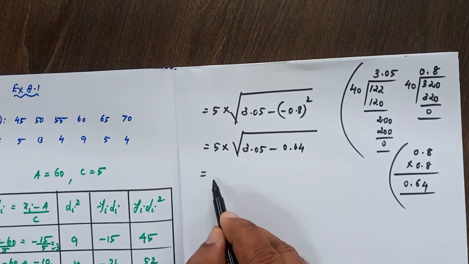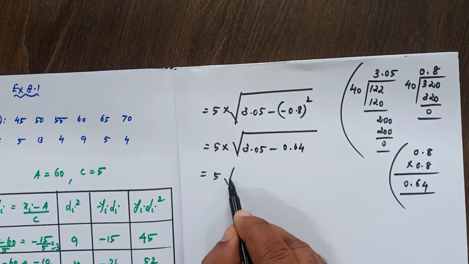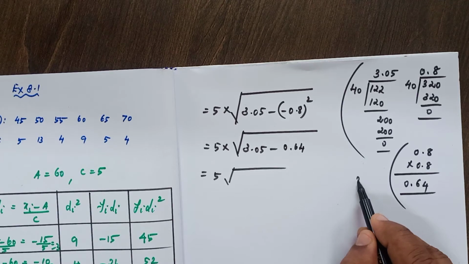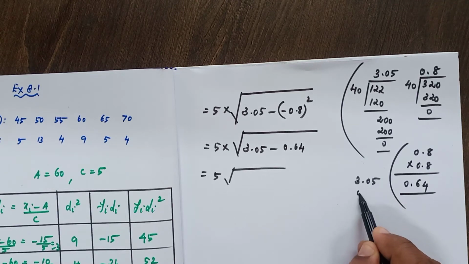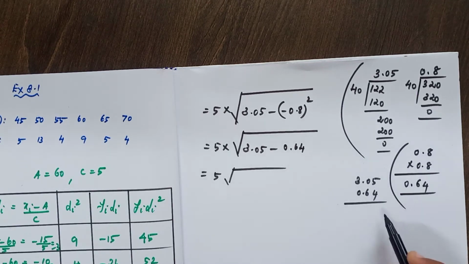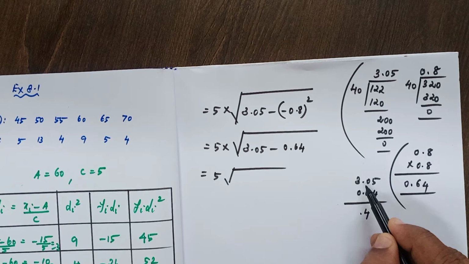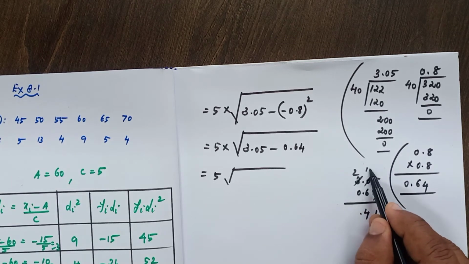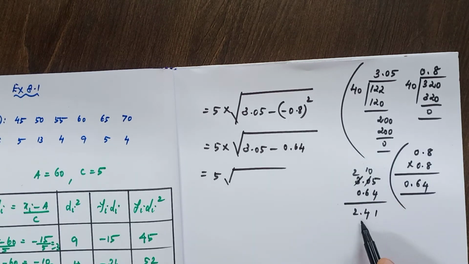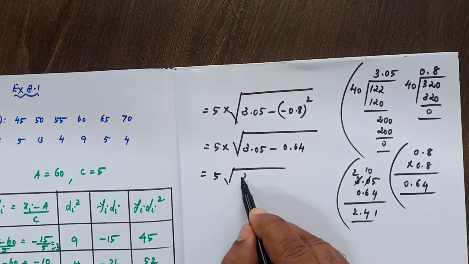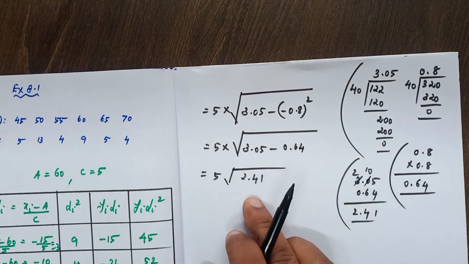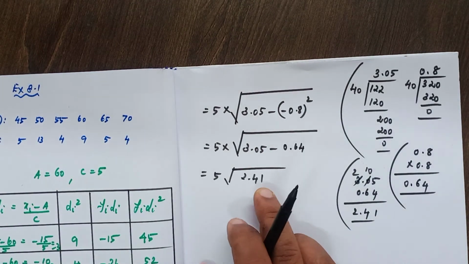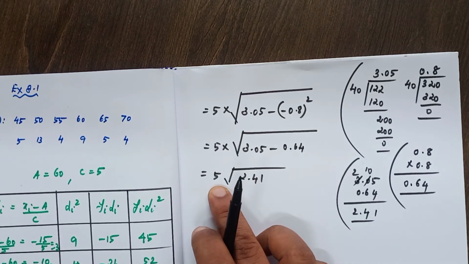Now you have to subtract 5 into square root of 3.05, 0.64. Subtract. So subtract 5 minus 4 is 1. If you borrow 10 minus 6 that is equal to 4. It will be 2 only. Here 10. 2 minus 0 that is 2. 2.41. Now you have to find out the square root of 2.41. Then that should be multiplied with 5.